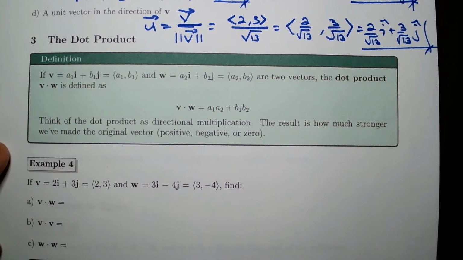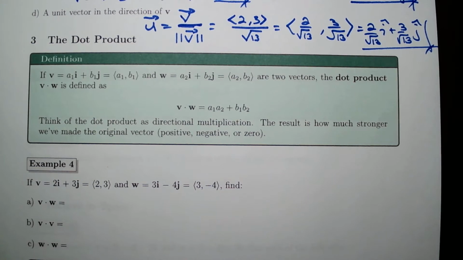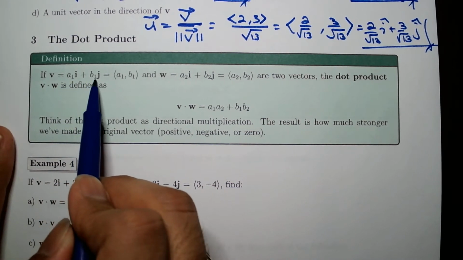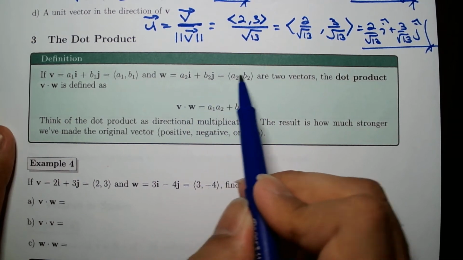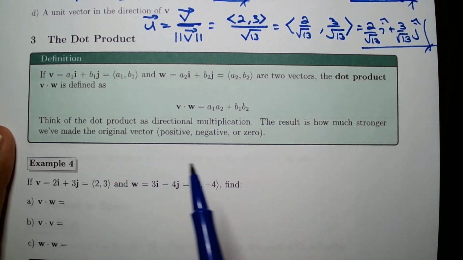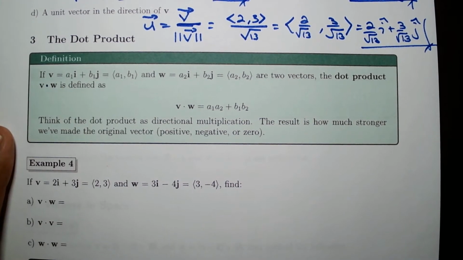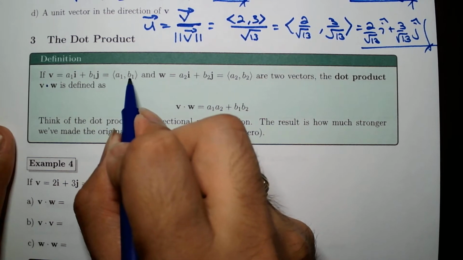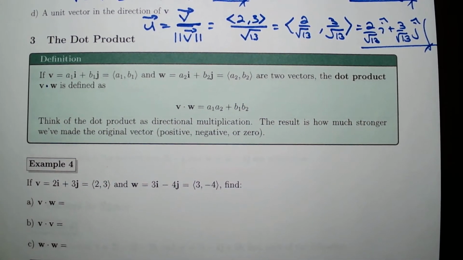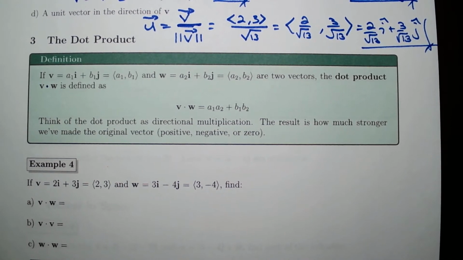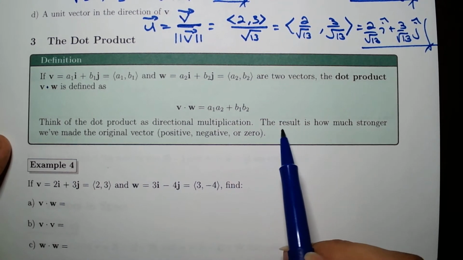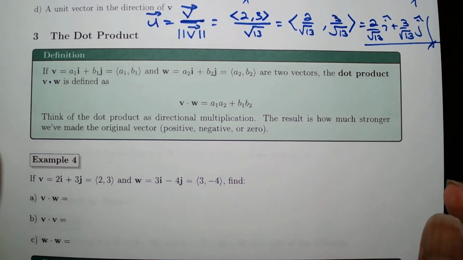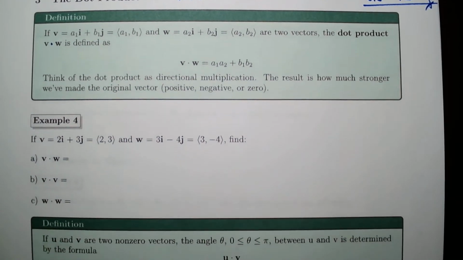All right. The dot product, so that's one of the two types of vector multiplication. So if we have the vector v, a1 i plus b1 j, and the vector w, a2 i plus b2 j, the dot product is defined. All we do is multiply a1 with a2 and then add what we obtain from multiplying b1 and b2. But ultimately, what does this dot product represent? Well, the dot product is a directional multiplication. That is, the result is how much stronger we have made the original vector v, which could be positive, negative, or 0, with respect to the second vector.